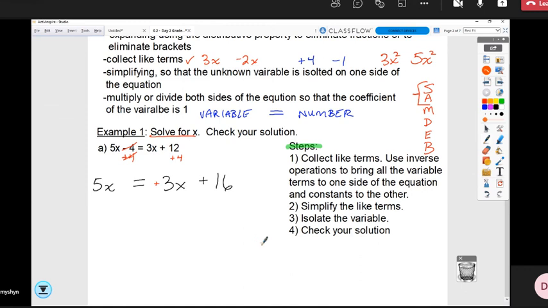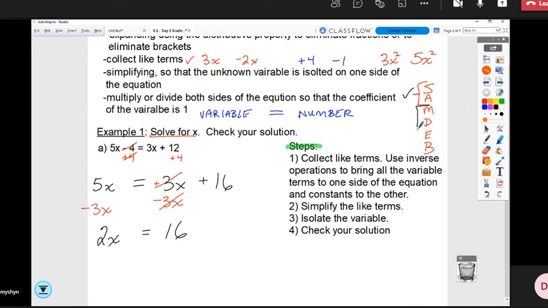So if we want to get rid of that and not have it on the number side, we're actually going to minus 3x. And if we do that to one side of the equal sign, we have to do that to the other side of the equal sign. Plus 3x minus 3x will cancel each other out. We're left with 2x equals 16. Notice how there's no more adding and subtracting? There's no more of that. So we can say, okay, we're good.